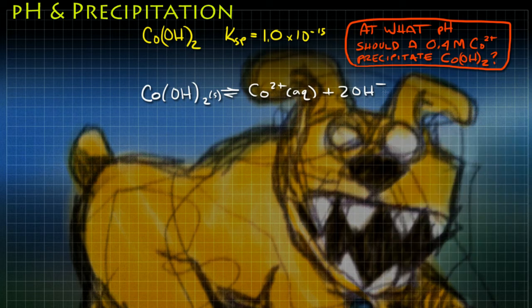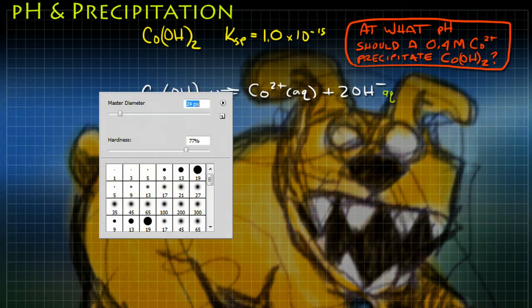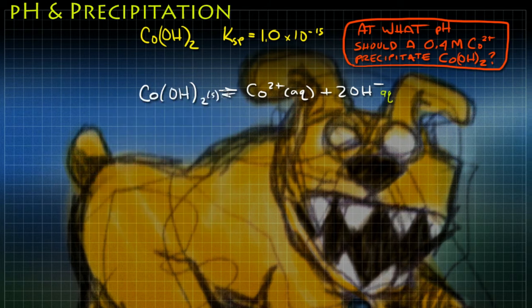Okay, so this is my reaction. And what I want to do is say, when can I expect the balance to tip in favor of this side over here, to the cobalt hydroxide? So I'm going to take a look at that by way of the solubility product, which we had up above.